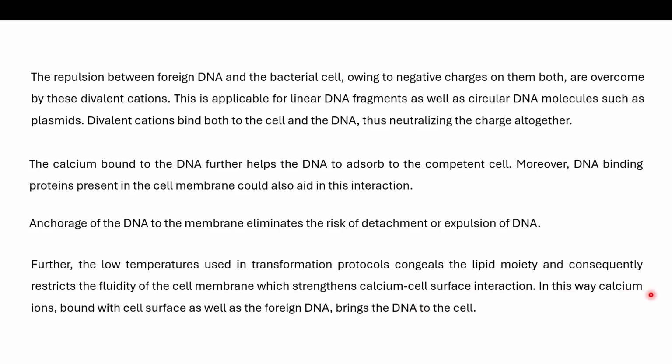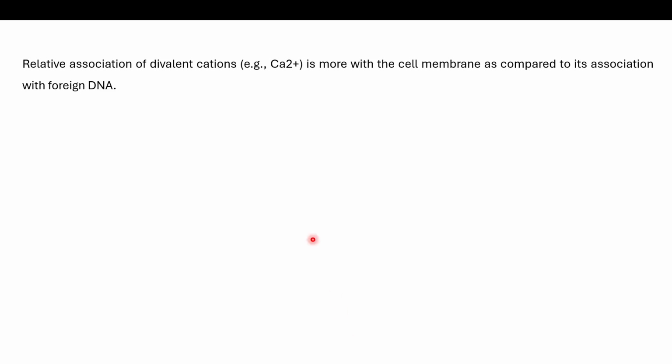In this way, calcium ions bound with the cell surface as well as the foreign DNA can bring the DNA to the cell. Now, the relative association of divalent cations has been found, and this has been experimentally proven, to be more with the cell membrane as compared to its association with foreign DNA.